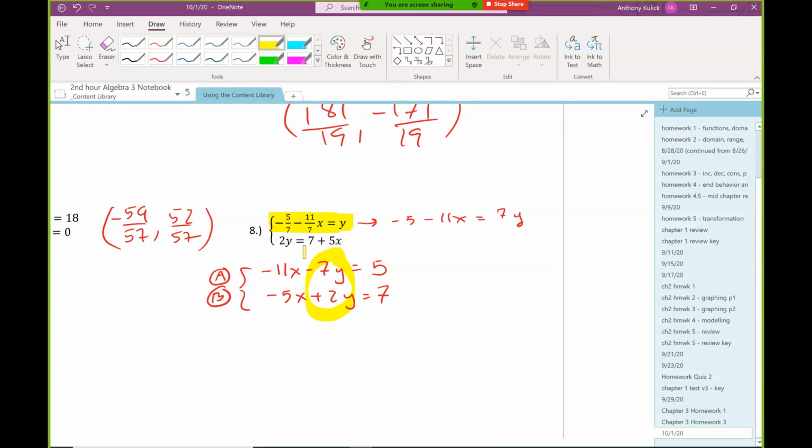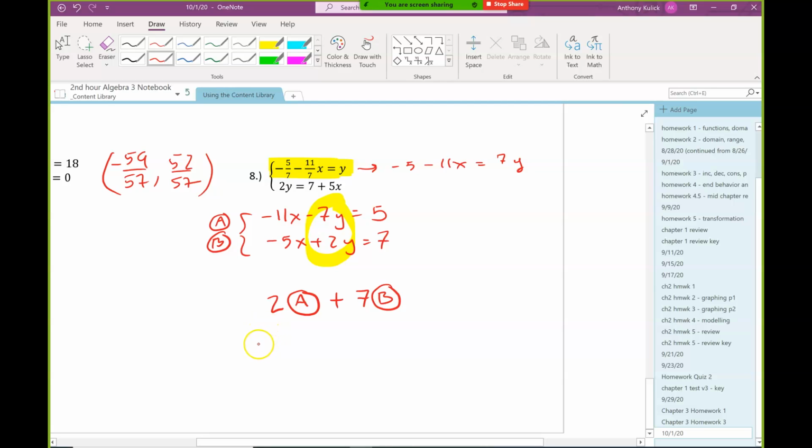Right now, if I add these two equations, the y's aren't going to cancel because one is a negative 7, the other is a positive 2. But the number that both 7 and 2 go into is 14. So that's what I'm going to turn the y's into. To do that, I'm going to have to multiply equation A by 2 and multiply equation B by 7.